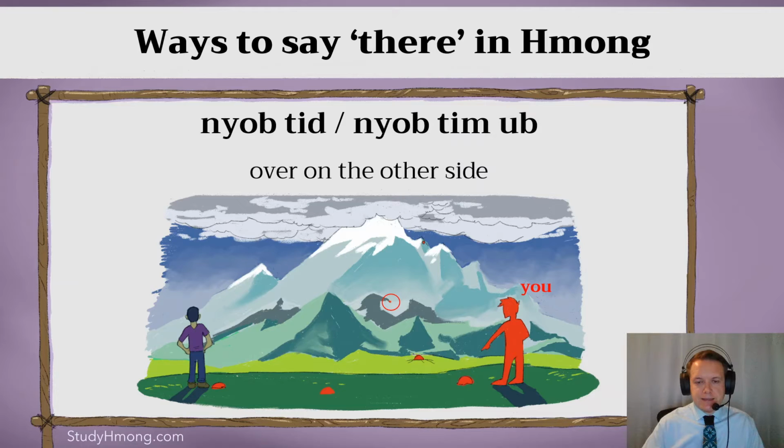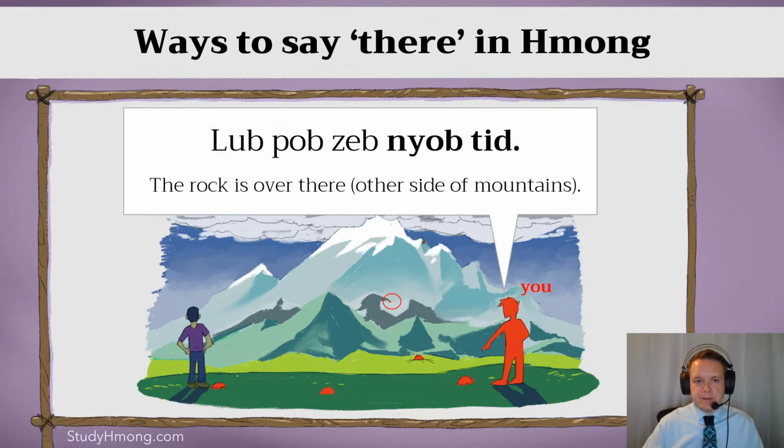So again, it doesn't necessarily mean something that's very far away. It's just on the other side of some sort of barrier between you and that object, or in this case, between the two of you and that object. So you'd say "Lu paje nyoti."